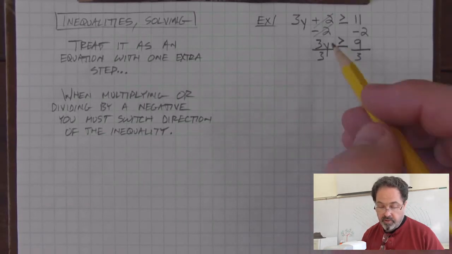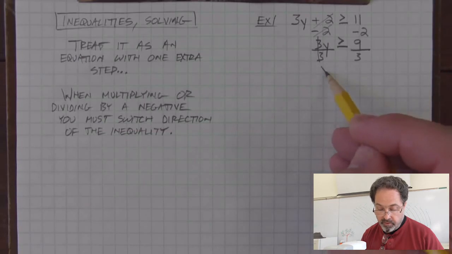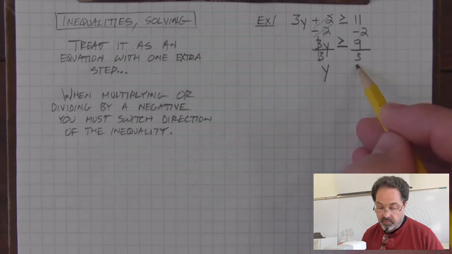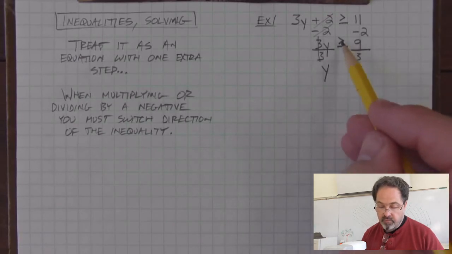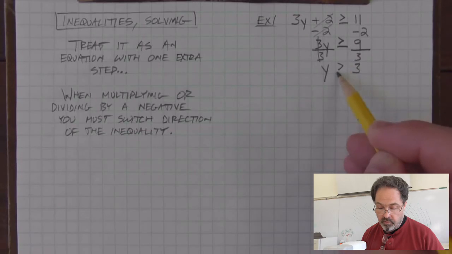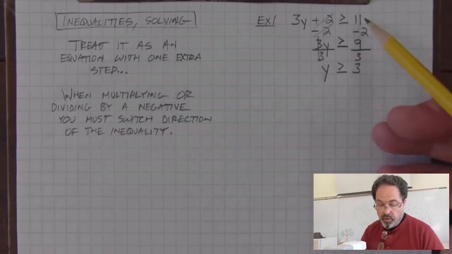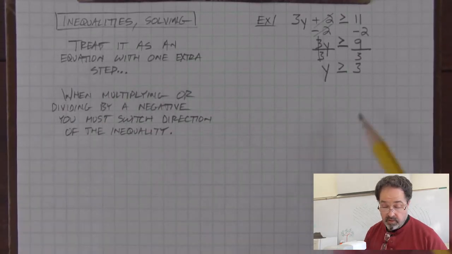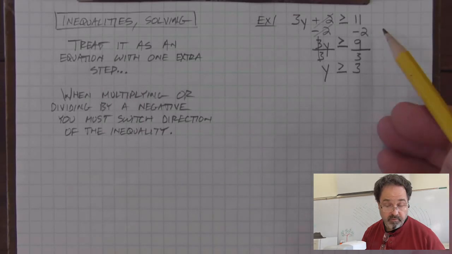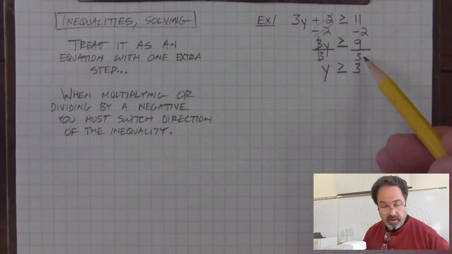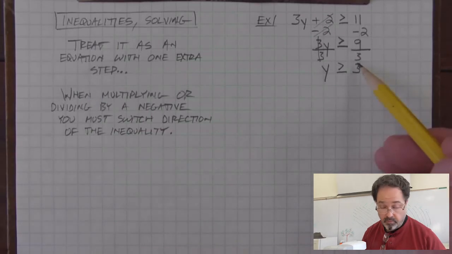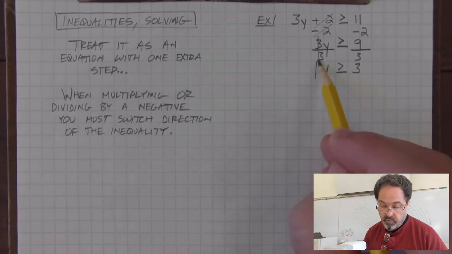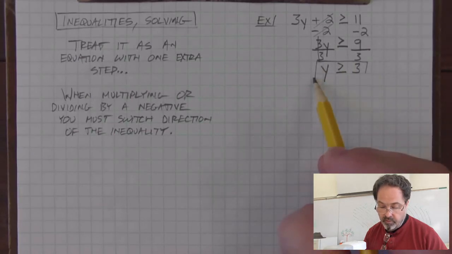Multiplying by 3 and dividing by 3 at the same time cancel out, leaving y by itself. On the right side, 9 divided by 3 is 3. And the symbol in between remains greater than or equal to. Now, nowhere in this process did I multiply or divide by a negative. I subtracted, but that's not the same thing as multiplying or dividing. And I divided, but when I did, I divided by a positive number, so I didn't have to switch the sign. My final answer, y is solved for. y is greater than or equal to 3.